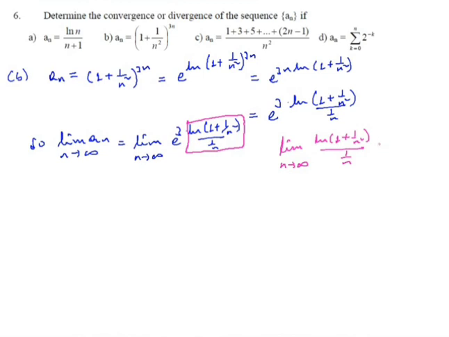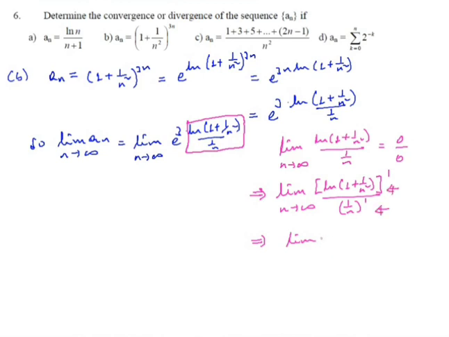If you directly substitute a big number, it becomes 0 over 0, which is called an indeterminate form. When we face an indeterminate form, we use L'Hopital's rule. So using L'Hopital's rule, this is the same as the limit of the derivative of ln of 1 plus 1 over n square, over the derivative of 1 over n.